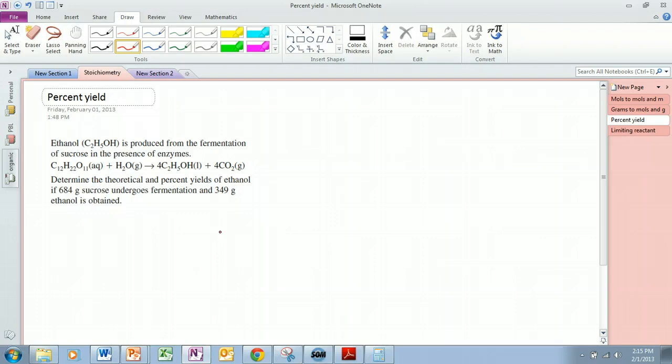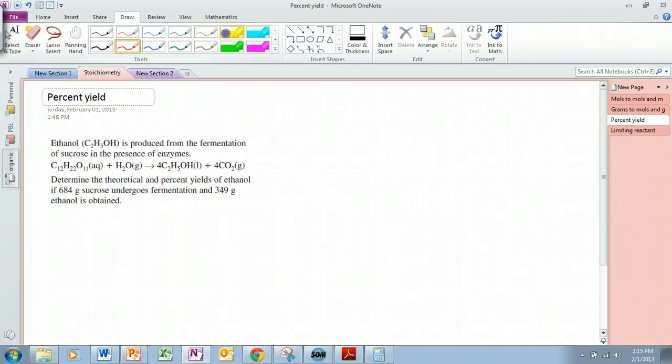So here's our problem. Ethanol is produced from the fermentation of sucrose in the presence of enzymes. Determine the theoretical and percent yields of ethanol if 684 grams of sucrose undergoes fermentation and 349 grams of ethanol is obtained.